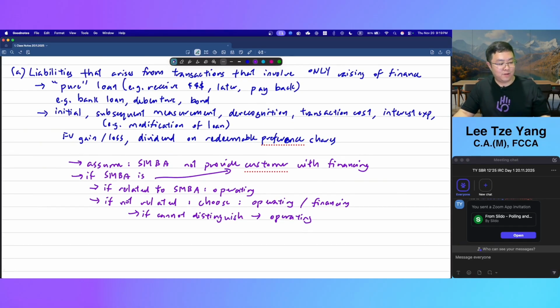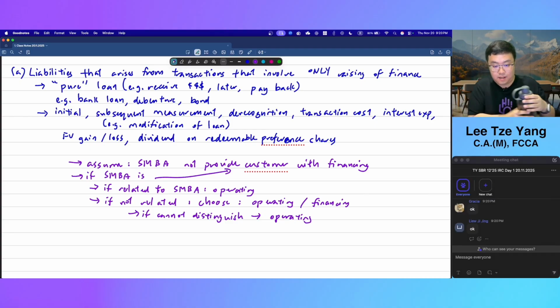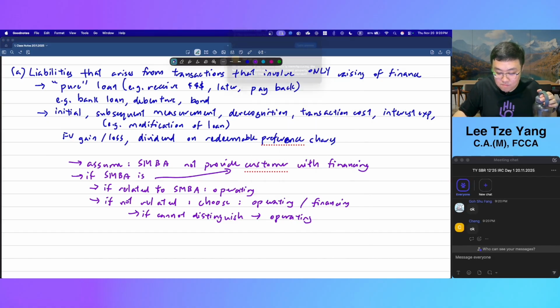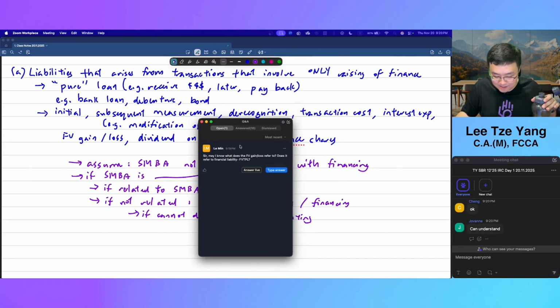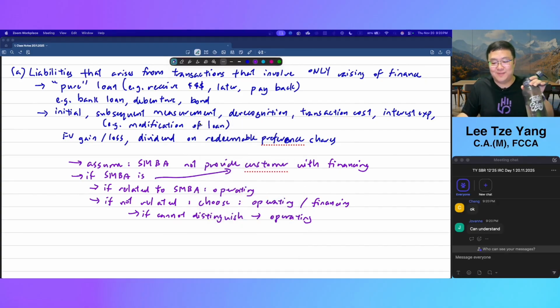Everyone, are you okay or not? Or you have any question? Are you okay? I think the first one is still easy to understand if it is relating to loan. Okay, guys? Anything you want to ask? Okay, no problem. Can answer now? Lermin: fair value gain or loss, refer to financial liability. Betul, you're right. Correct. That one, if the liability is fair value through P&L, then it is financing.